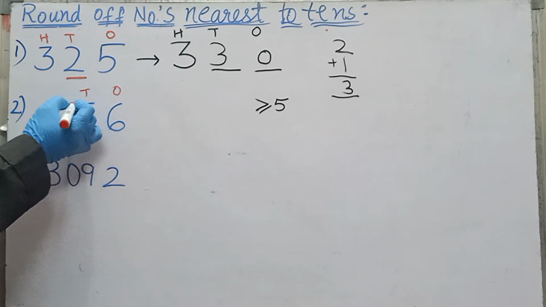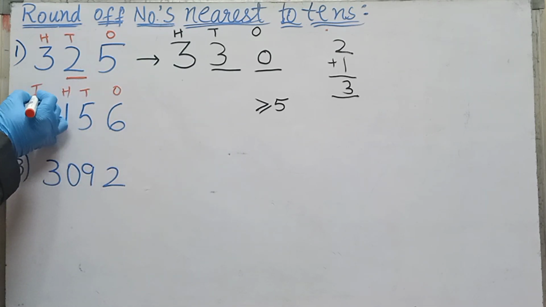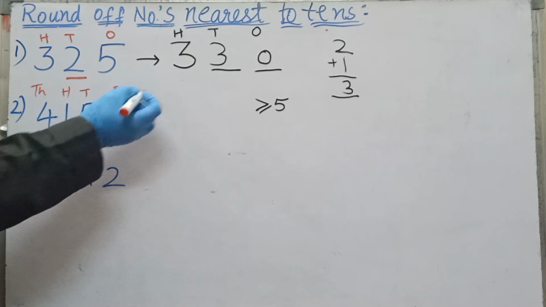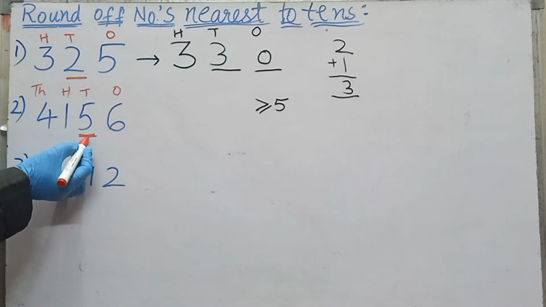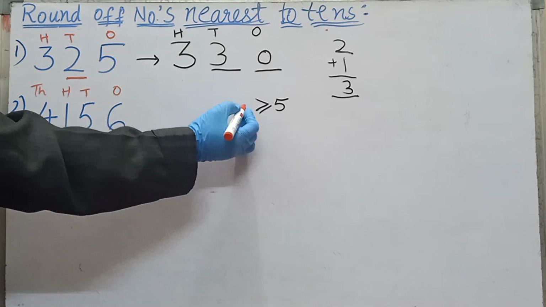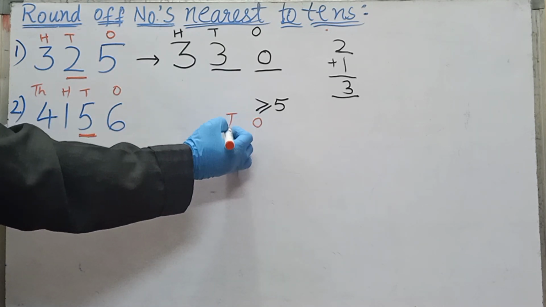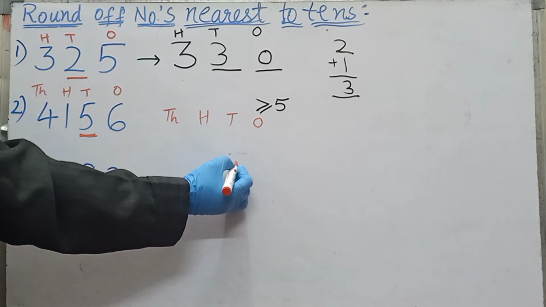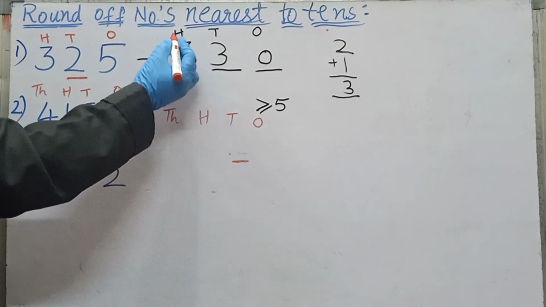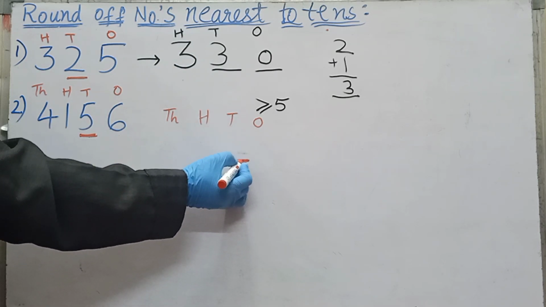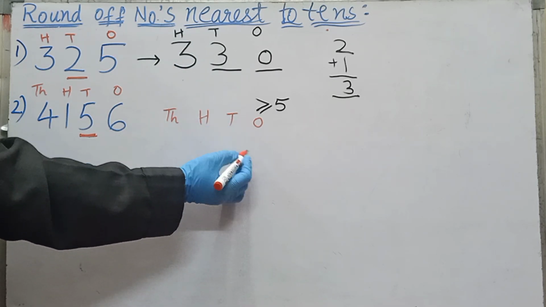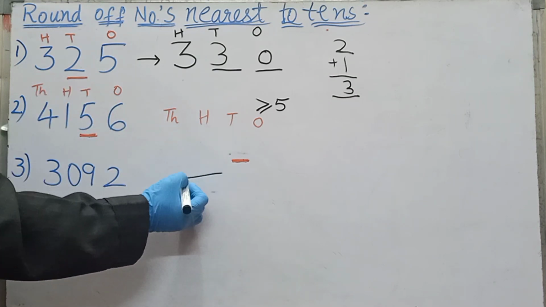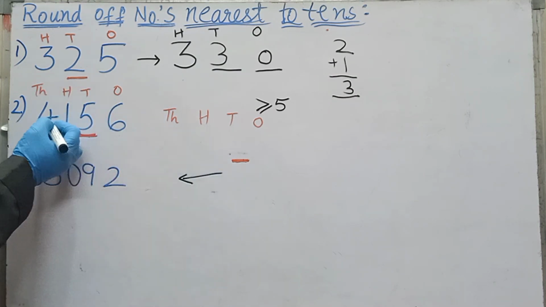Ones, tens, hundreds, thousands. Now we have to round off nearest to tens. Whatever will be the question, you underline that. Okay. Now in the answer write the place values. Ones, tens, hundreds, thousands. Now we are going to round off nearest to tens. So don't write number in the tens place. Remaining numbers, what we have to do? We have to copy these side numbers, that is left side numbers, as it is.